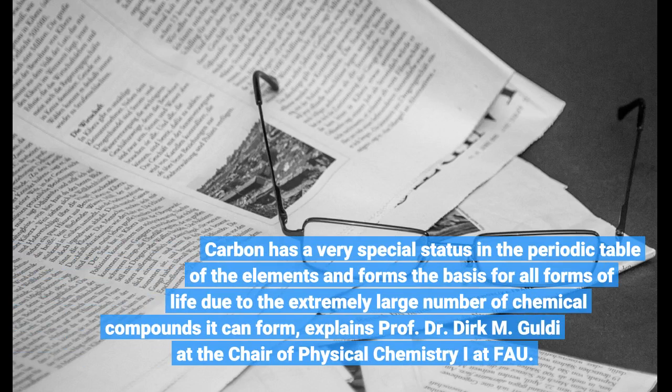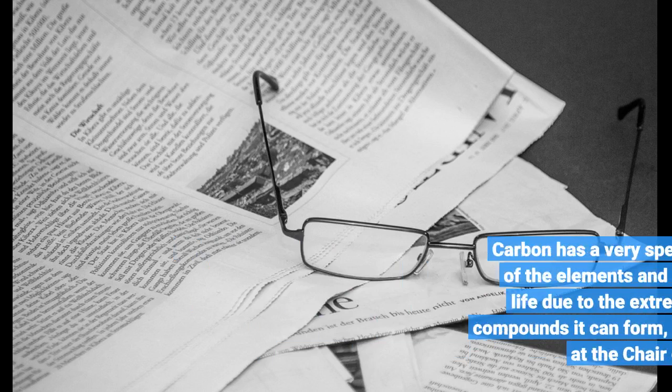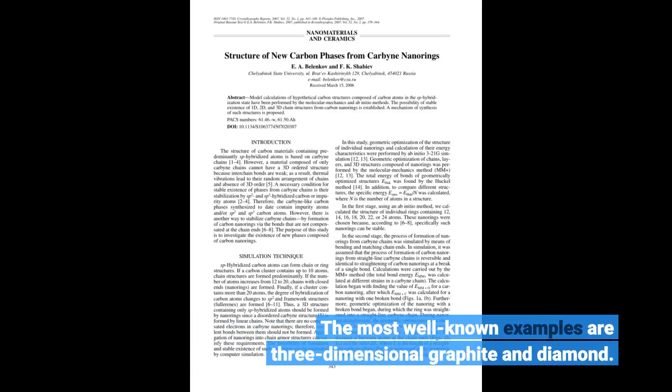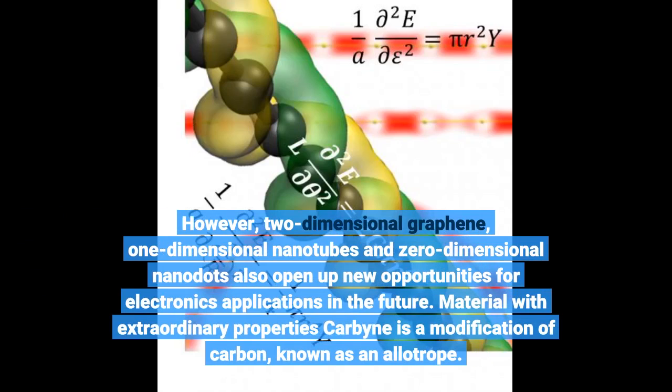Carbon has a very special status in the periodic table of the elements and forms the basis for all forms of life due to the extremely large number of chemical compounds it can form, explains Professor Dr. Dirk M. Guldi at the Chair of Physical Chemistry at FAU. The most well-known examples are three-dimensional graphite and diamond. However, two-dimensional graphene, one-dimensional nanotubes and zero-dimensional nanodots also open up new opportunities for electronics applications in the future.